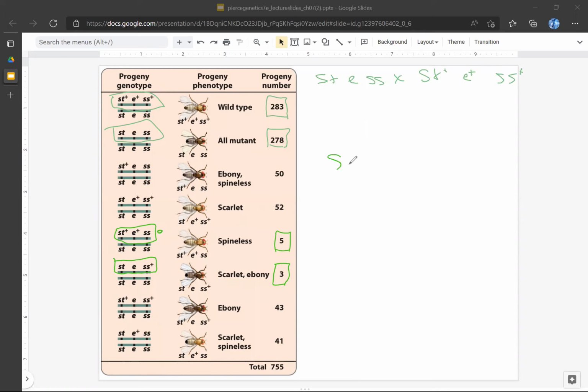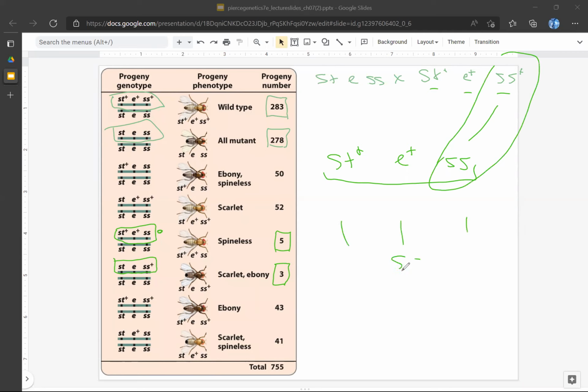So we have ST plus, E plus, SS. And the best way to compare this is to compare it to whichever of the two parental genotypes is the most similar to it. In that case, we have ST plus, E plus, SS, just like we have ST plus, E plus, and SS plus. So only one of them is different, and it's SS. And from this, we know that it's SS that's in the middle. It is the middle gene.